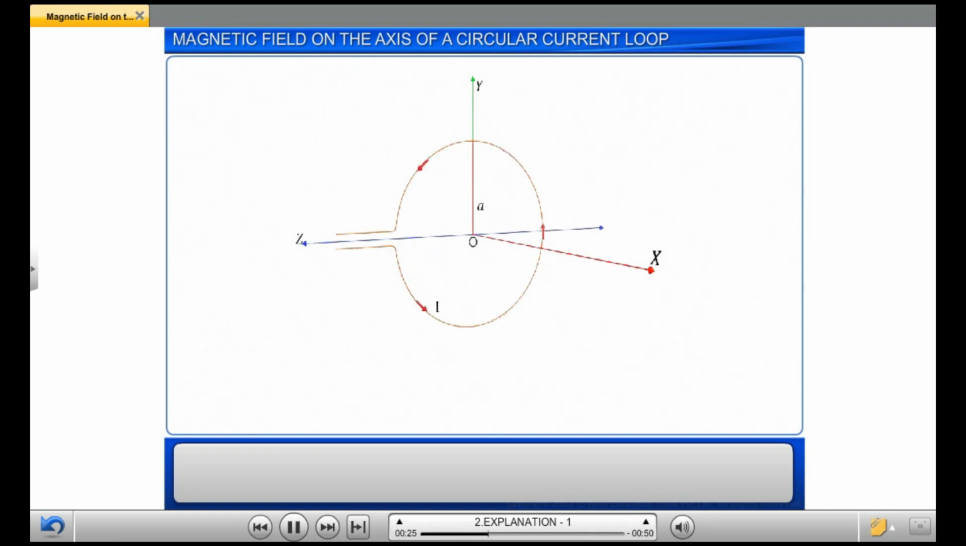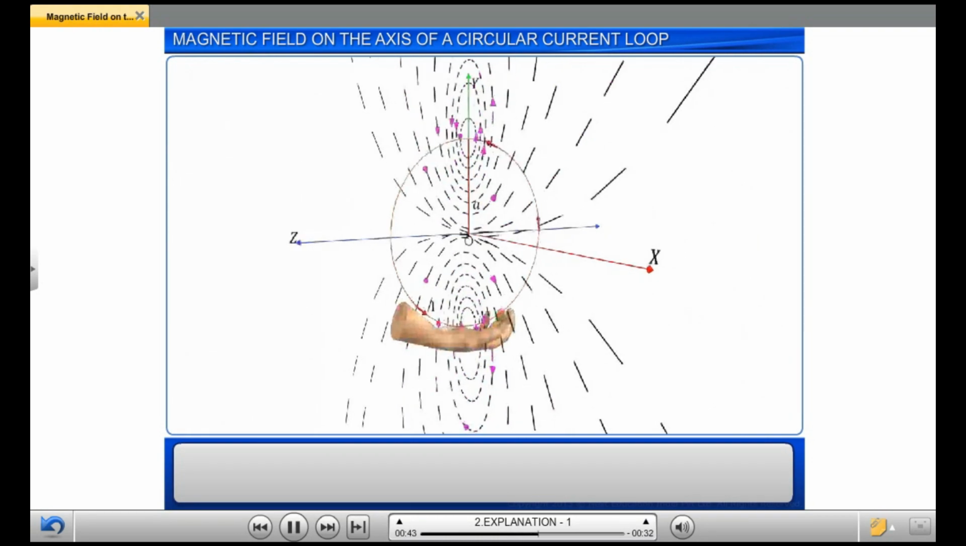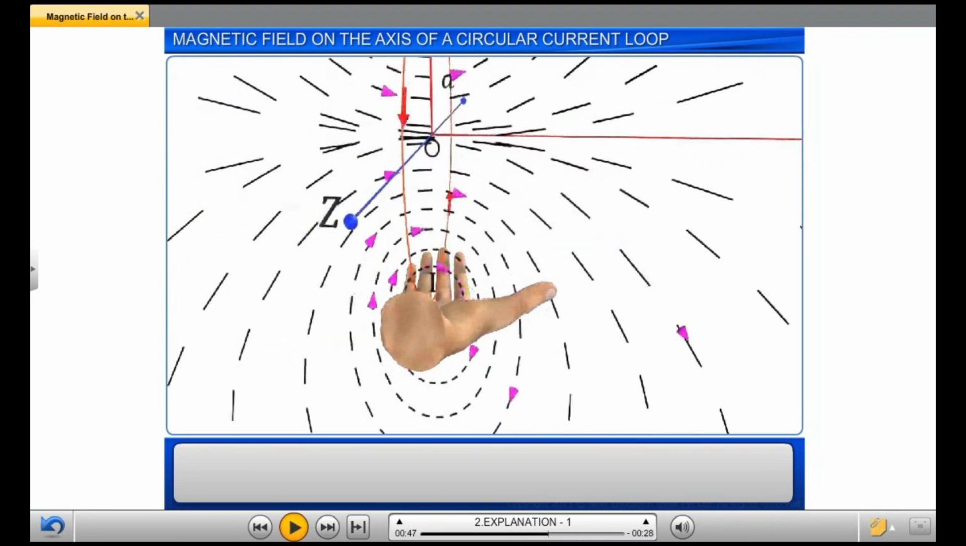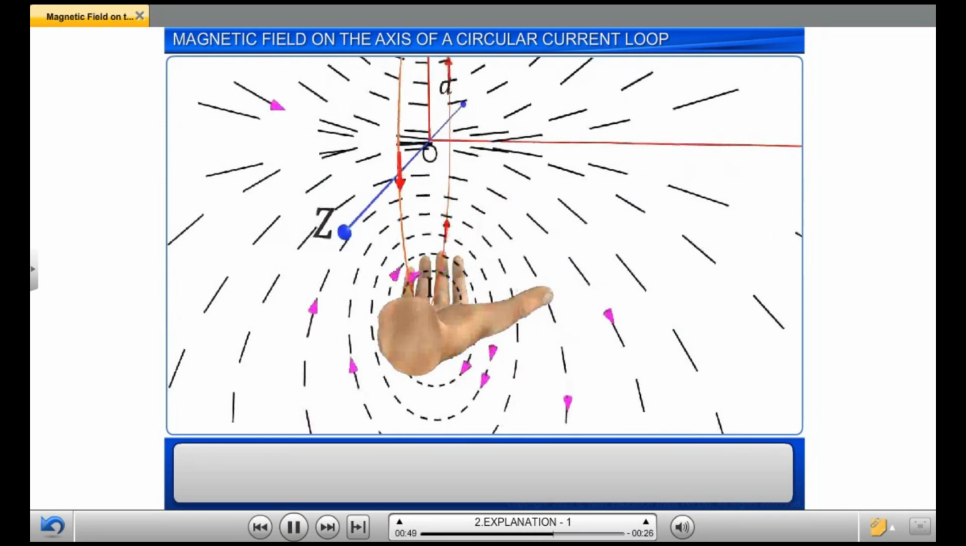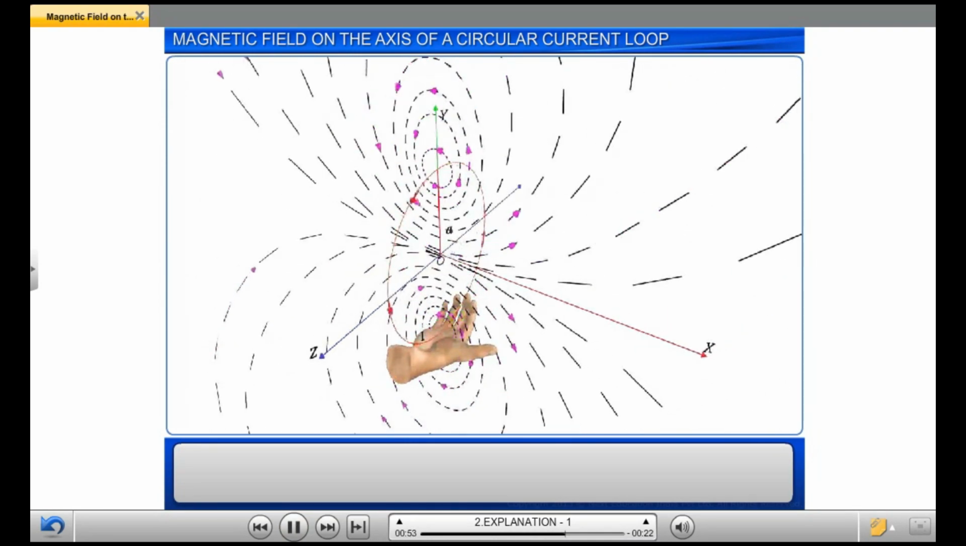To simplify the understanding of the topic, we neglect the ends of the loop from where the current enters and leaves the loop. We know that any current-carrying conductor produces a magnetic field whose direction is given by Ampere's right-hand thumb rule. Thus, the magnetic field lines for the current-carrying loop are as shown.